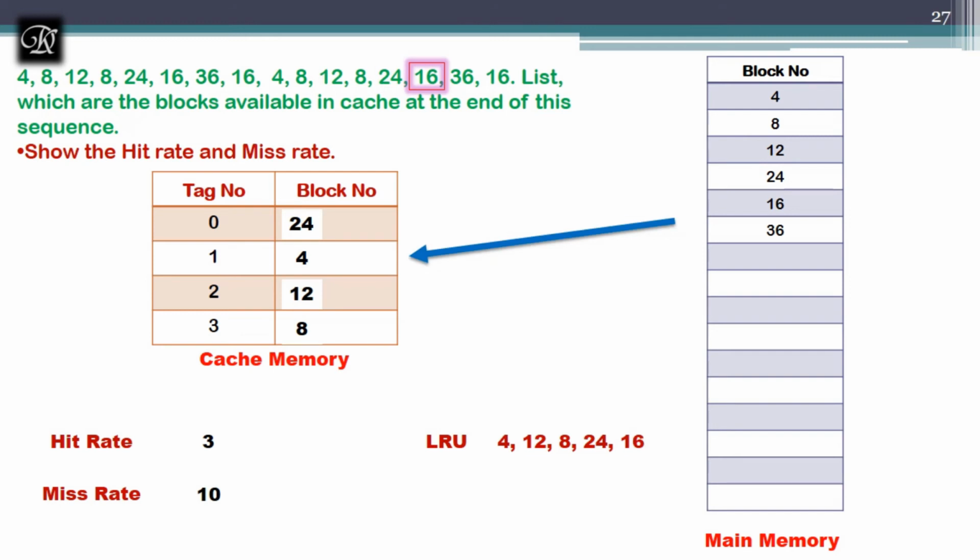Next, the request is for 16. So 16 is not available in the cache. Again, find the next removable block, that is 4. So replace 4 with 16 and increase the miss count.